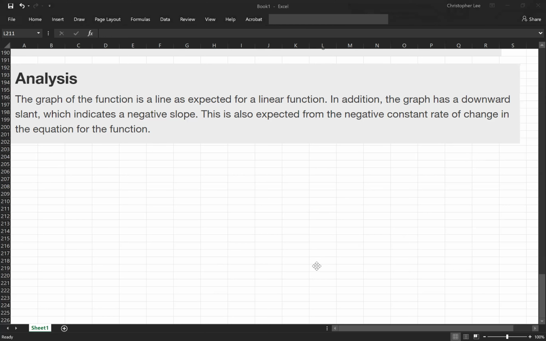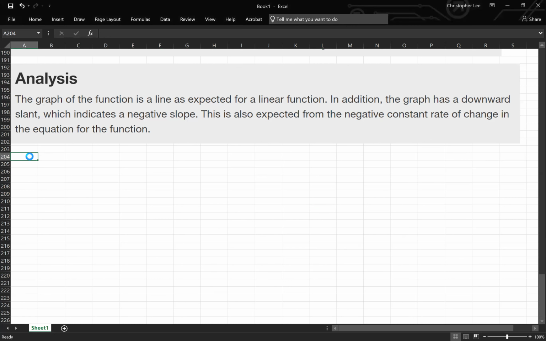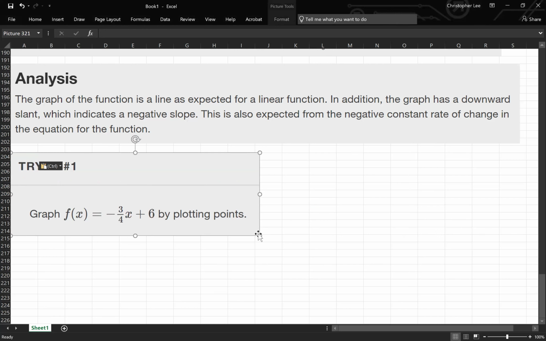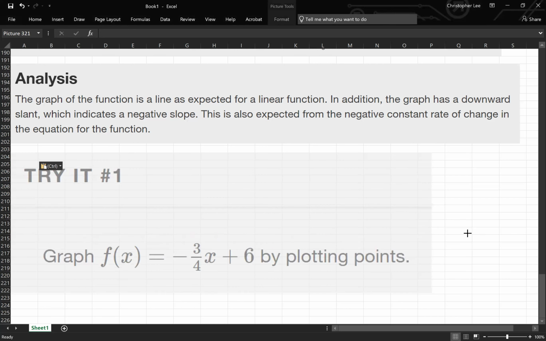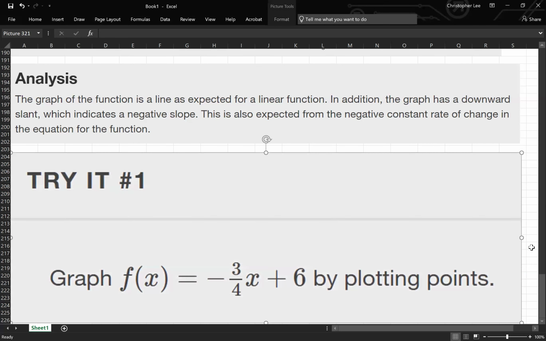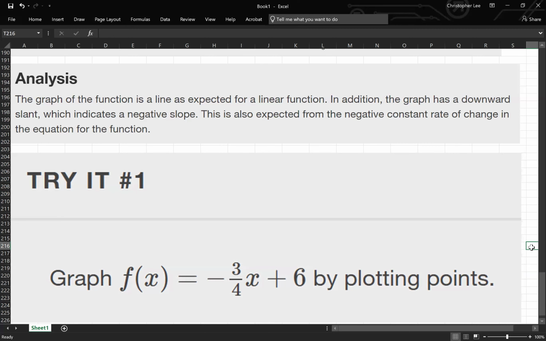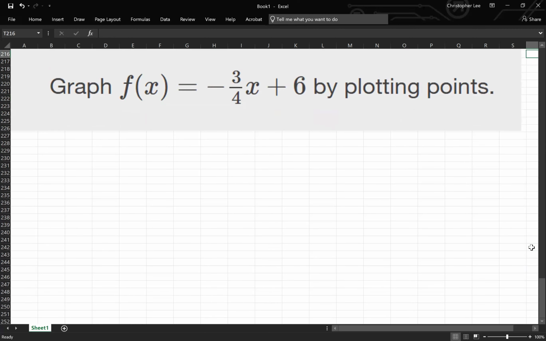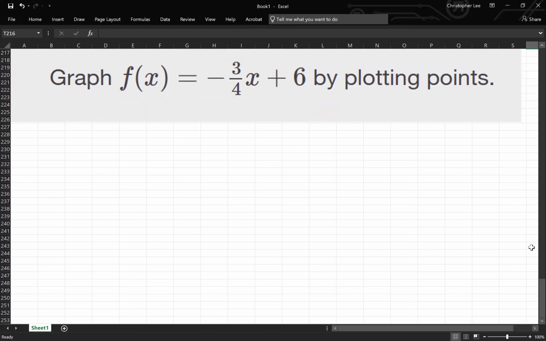Would you guys like to try one, or do you feel like you got the gist of it? Want to try one? All right. So this is the same game. You're going to choose some x values, and then you're going to make your table, and then you're going to plot the points. Choose whatever you want to, no pressure.